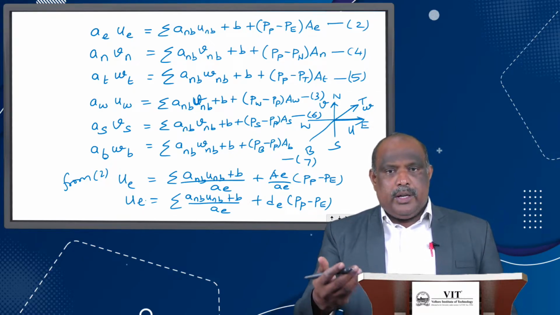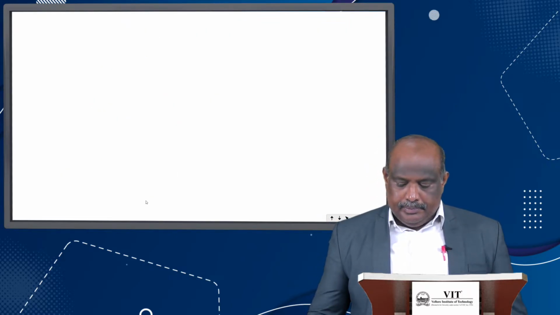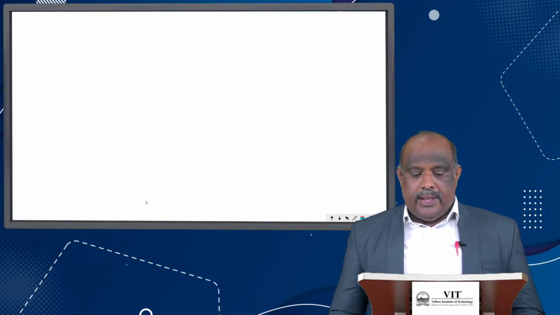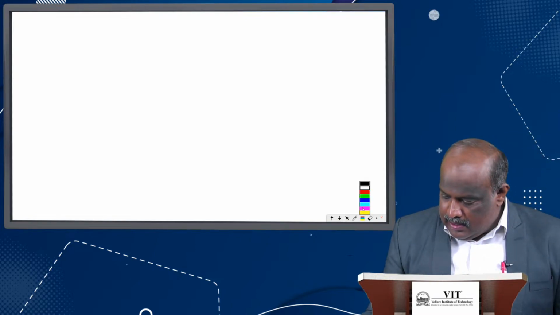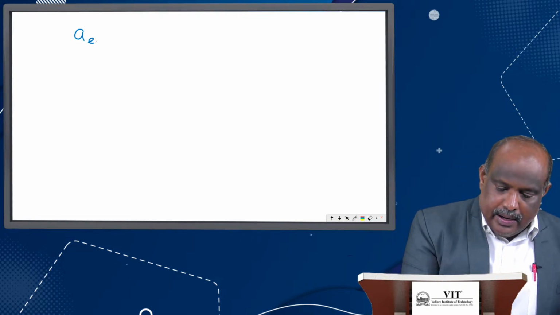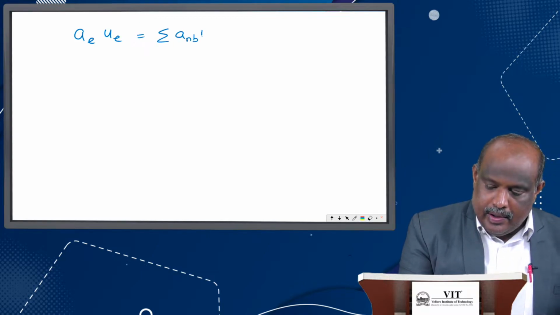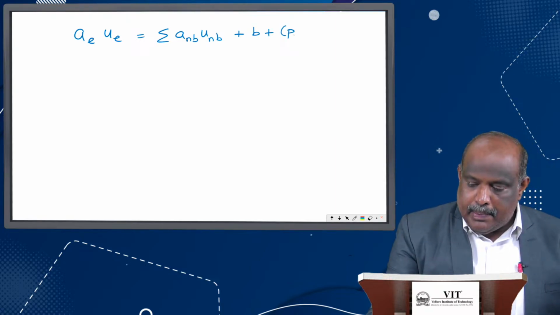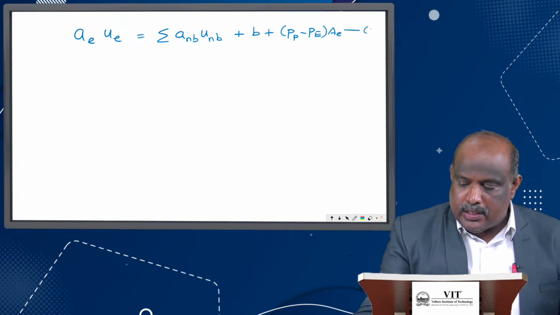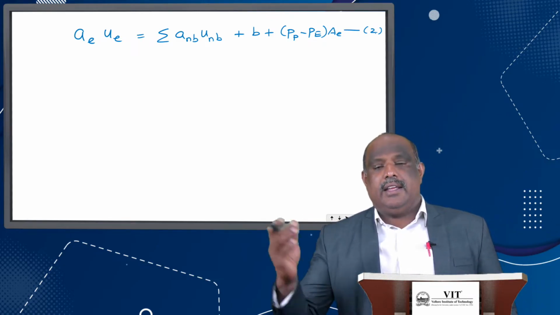I hope you can do this at home and get all these values. So this is the way. Finally, ae ue is nothing but sigma anb unb plus b plus pp minus pe of ae. This is what we call equation number 2, applicable to the U control volume at the east side face.